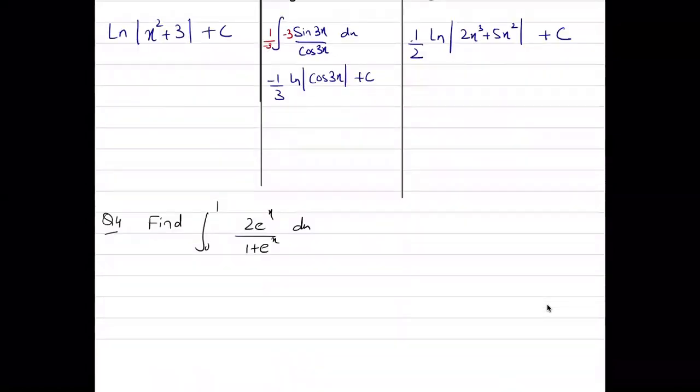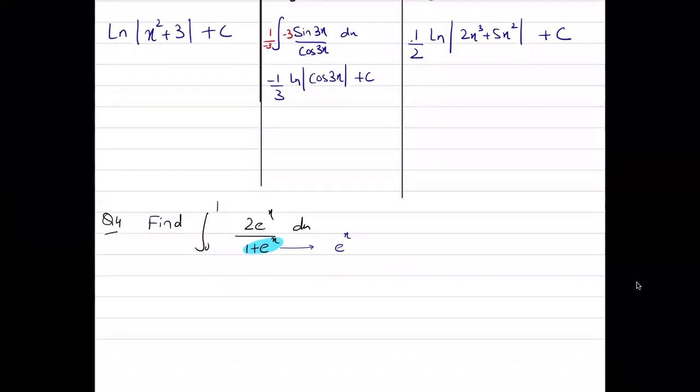Now try this one. This has limits and an exponential function. We are asked to find the integration of 2e to the power of x over 1 plus e to the power of x dx. The first thing you will identify is that it's a fraction. The differentiation of 1 plus e to the power of x is e to the power of x. In the numerator, I have been given 2e to the power of x.